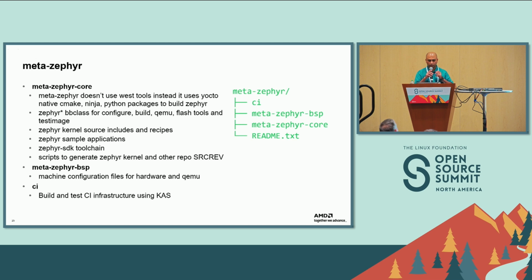The meta-zephyr layer also includes the Zephyr kernel source include files and the recipes. It also includes the sample applications, the Zephyr SDK toolchain, and the scripts to generate the Zephyr kernel and the other repositories such as modules or the bootloaders. Basically, the meta-zephyr BSP layer will contain all the machine configuration files for your hardware and QEMU. And there is another layer, which is really not a layer. It's basically a script directory, which has a build and test CI infrastructure using KAS.